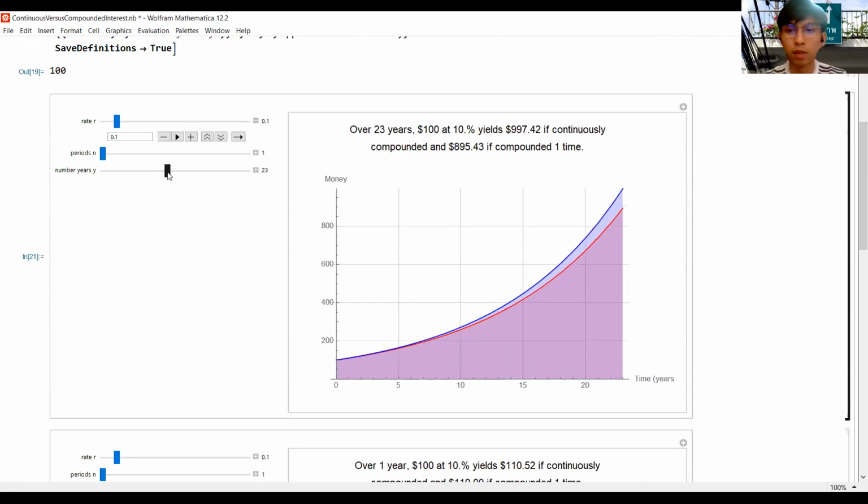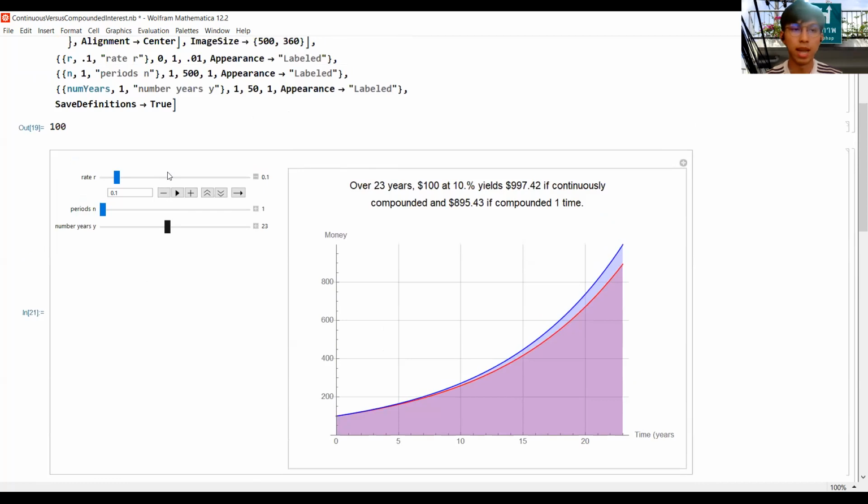But if we want to increase the final return, we can increase n, the number of times interest is compounded per year. You will see that if we increase n, the red graph becomes close to the blue graph, but it never goes higher than the blue graph. But you will see the final result gets closer to the blue graph.